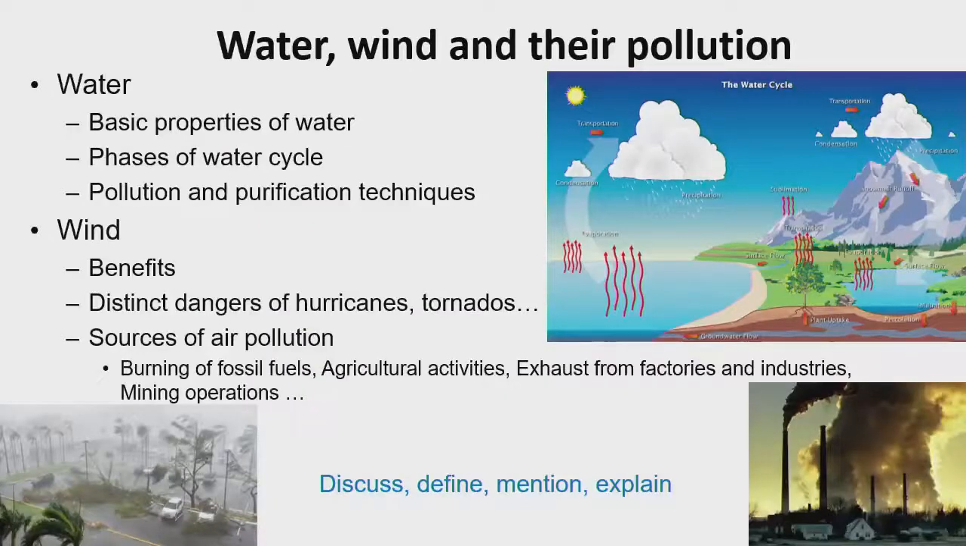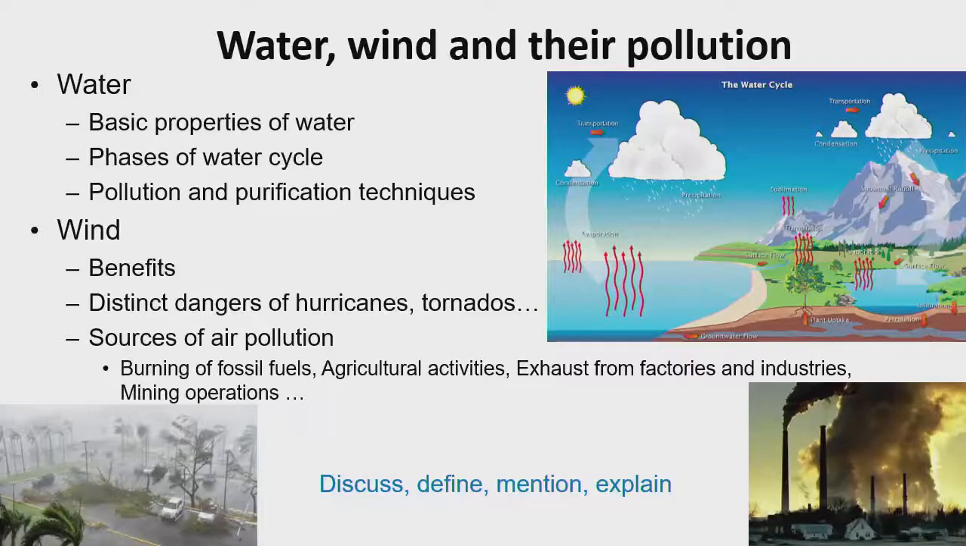Okay, then we have a topic on water, wind, and their pollutions. With water, you should be able to give the basic properties of water: it's tasteless, colorless, odorless, nearly colorless with a hint of blue. And you should be able to explain the phases of the water cycle, as you can see on your slides: evaporation, transpiration, condensation, precipitation, as well as collection. These are quite easy terms, but I noticed that some people fail to explain these phases very well.